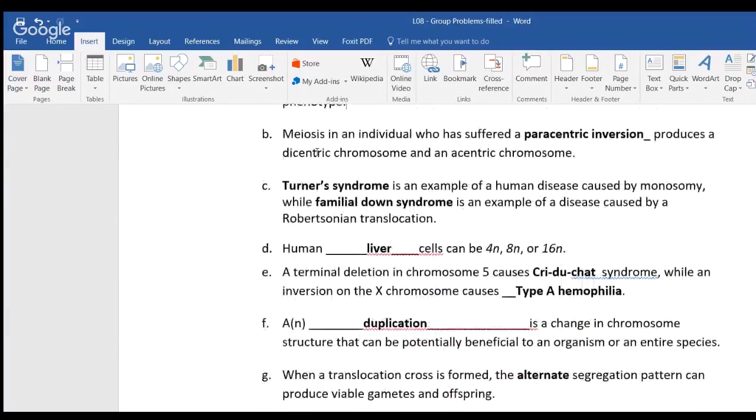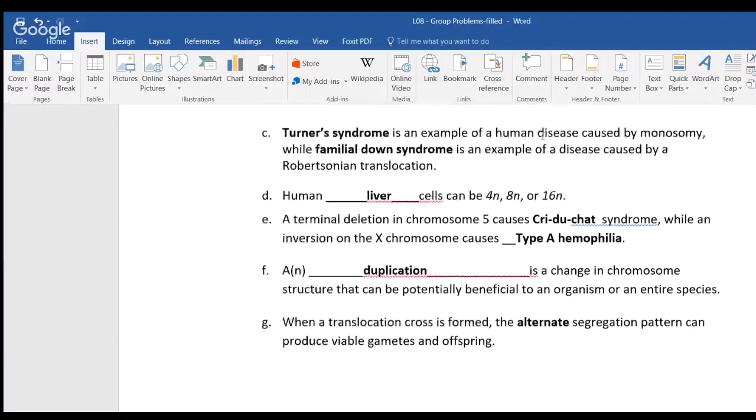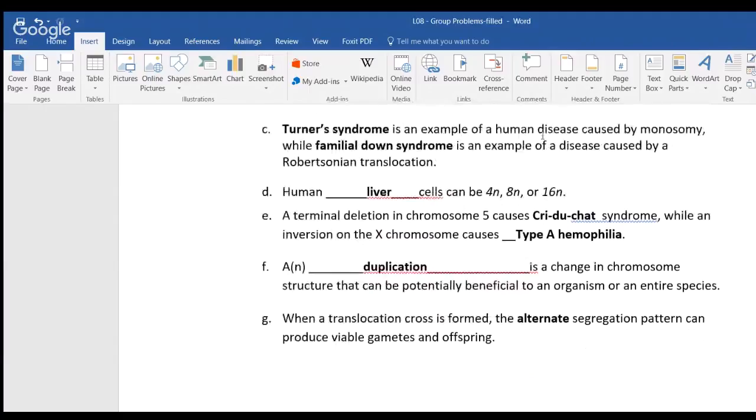For part B, we want to know what produces a dicentric and an acentric chromosome. If we remember, we did find a dicentric and an acentric, and it was a paracentric inversion. So we put that as the answer. In part C, we're looking at Turner syndrome. It's caused by monosomy, so there's only one X.